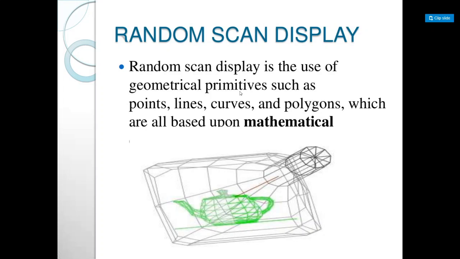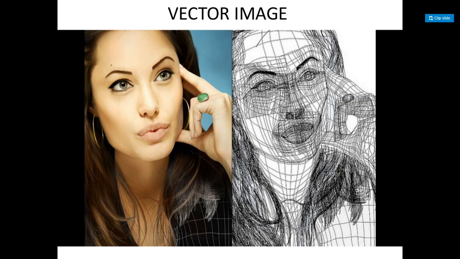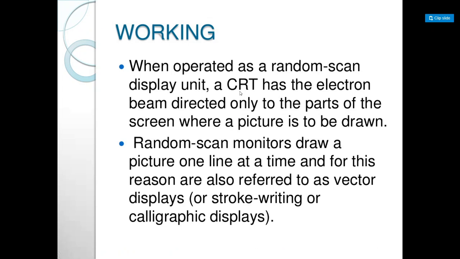Next is the random scan display. A random scan display is used for geometrical primitives such as points, lines, curves, and polygons, which are all based upon mathematical calculations. In that case we use this random scan display. This is how a vector image, whatever it is, is drawn. Every part of it is taken as a known mathematical object or image, and then we try to draw it.